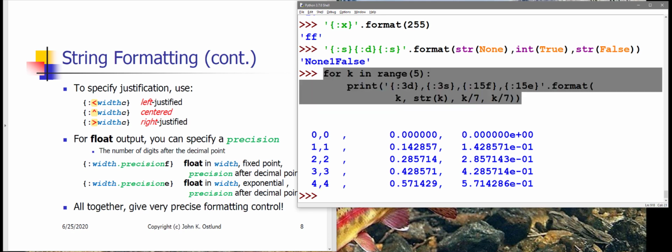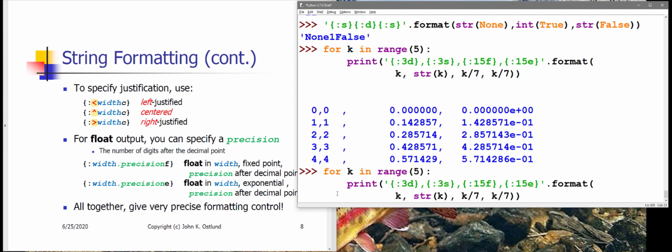I'm going to copy and paste this. But instead of accepting the default justification, which is left justification for strings and right justification for numbers, let me center everything. So I'm going to center the integer, I'm going to center the string, I'm going to center the fixed point output that doesn't have an exponent, and I'm going to center the exponential output that does have an exponent.